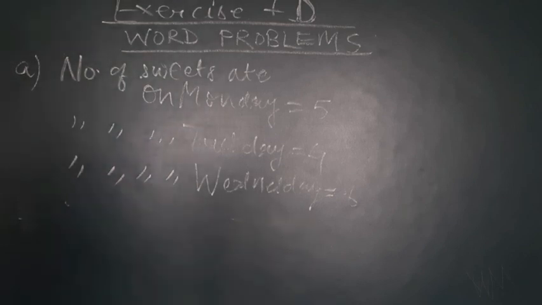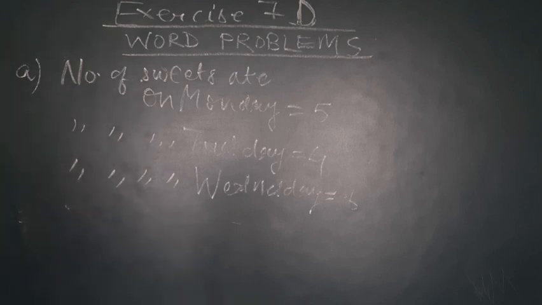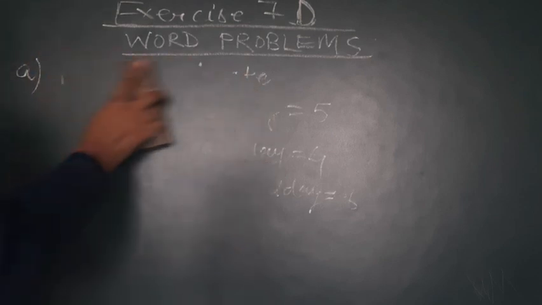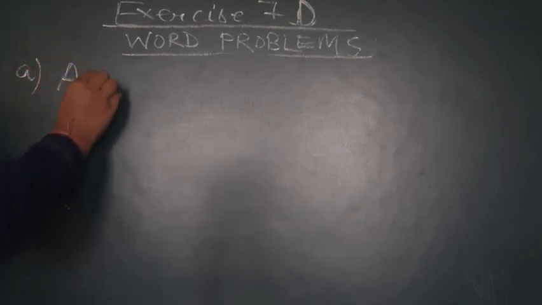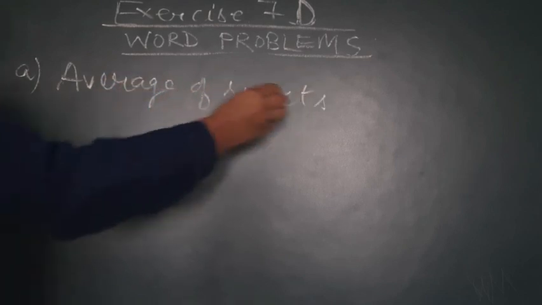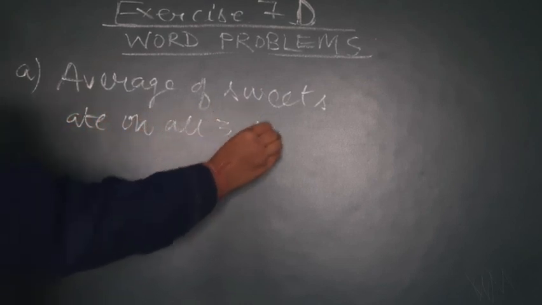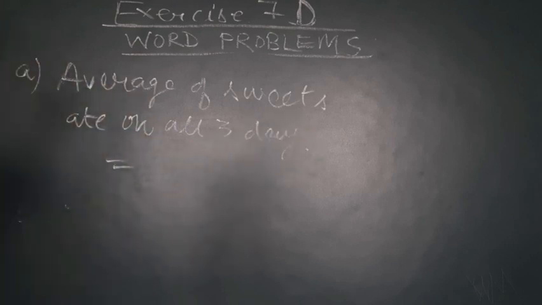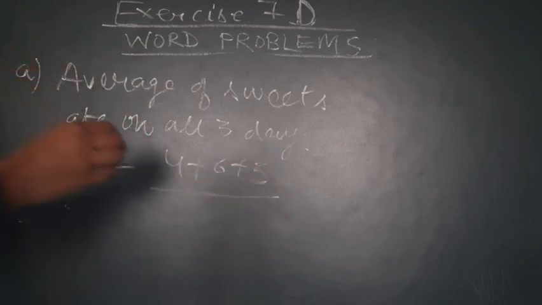Okay, I hope it is visible to you. Now, what is the average number of sweets she ate per day? So how many days are there in total? 1, 2, 3. So let me rub this and write down the next step. Average of sweets ate on all 3 days. So it will be 4 plus 6 plus 5 upon 3.